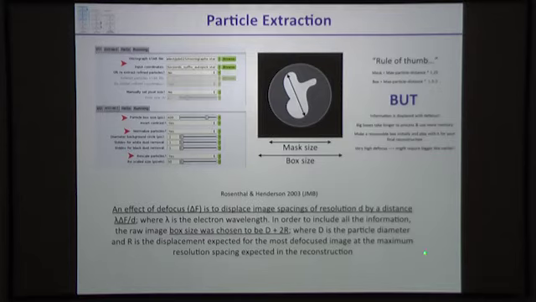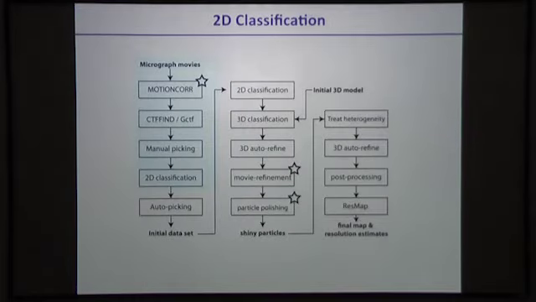And this was already discussed by Richard Henderson and Peter Rosenthal a while ago. They propose a formula here, and you can go through it and decide how big your box would be. But this formula will give you a really big box, and that might give you a lot of problems during processing. So it's a good idea to start with a reasonable size for the box, and then at later stages, increase it and see if things improve, which might not be the case in all cases.